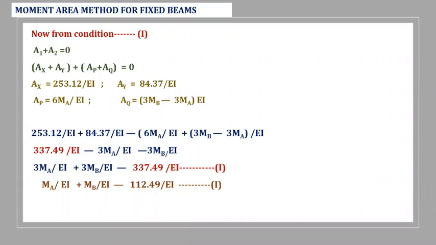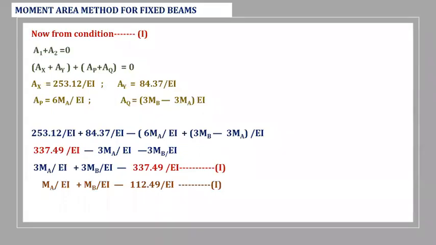What is that? A1 plus A2 represents the slope at the fixed end equal to 0. So AX 253.12 by EI, AY 84.37 by EI, and AP 6 MA by EI, AQ 3 MB minus 3 MA by EI. So now you will substitute all the values in condition 1.